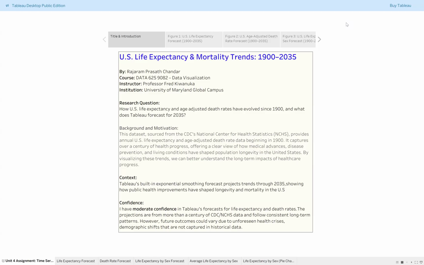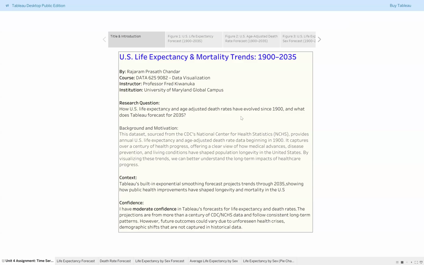My Tableau story is titled Forecasting US Life Expectancy and Death Rate Trends from 1900 to 2035. This project uses a publicly available data set from CDC, specifically from the National Center for Health Statistics. The goal of this analysis is to understand how life expectancy and death rates have changed over the past century, identify gender-based differences, and forecast what these trends may look like in the near future.